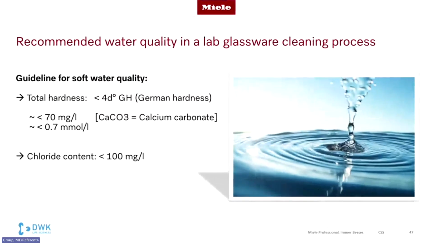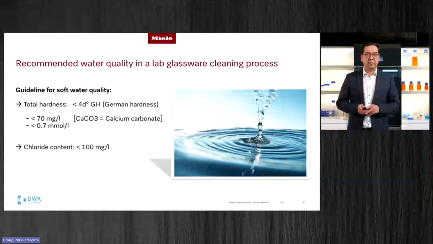If you don't know which kind of water quality you have in your lab, here are a few values you should be aware of or you should ask for. First of all, when we speak about softened water, then we speak about a hardness that is less than 4 degrees German hardness, or as an equivalent, less than 70 milligram per liter of calcium carbonate. In terms of chloride, there's always a recommendation to have a content of less than 100 milligram per liter.